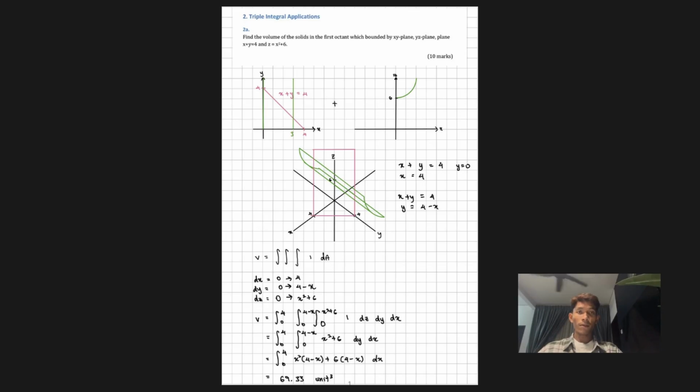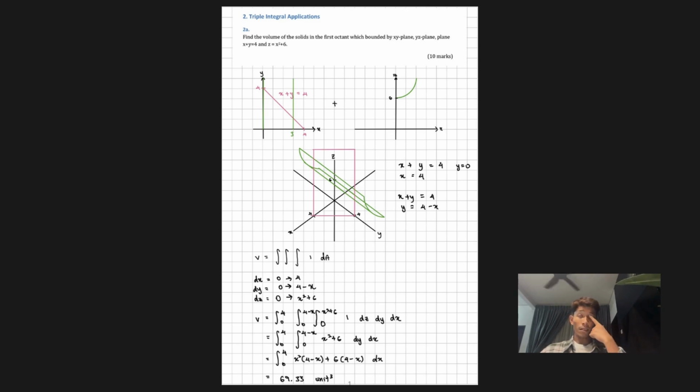Hello, my name is Muhammad bin Sabubari, laboratory DE230123. Now we continue the presentation for question 2A, triple integral application. We need to find the volume of the solid in the first octant bounded by the plane x plus y equals 4, the xy plane, and the surface z equals x squared plus 6. The bounds for x, y and z are x from 0 to 4, y from 0 to 4 minus x, z from 0 to x squared plus 6.